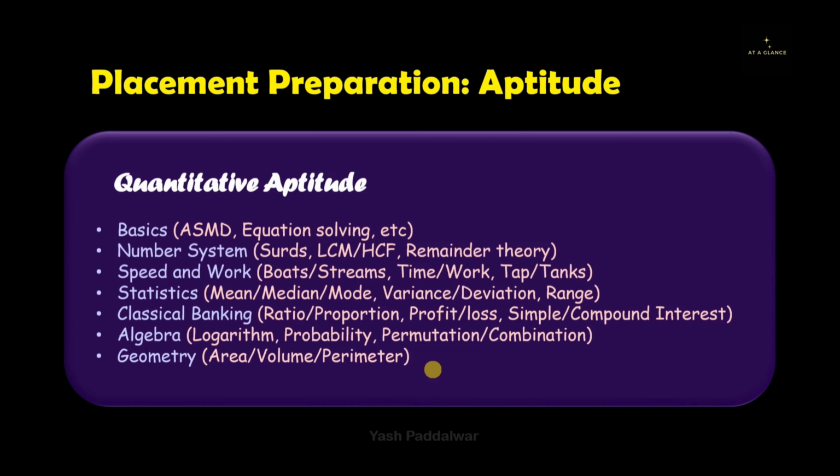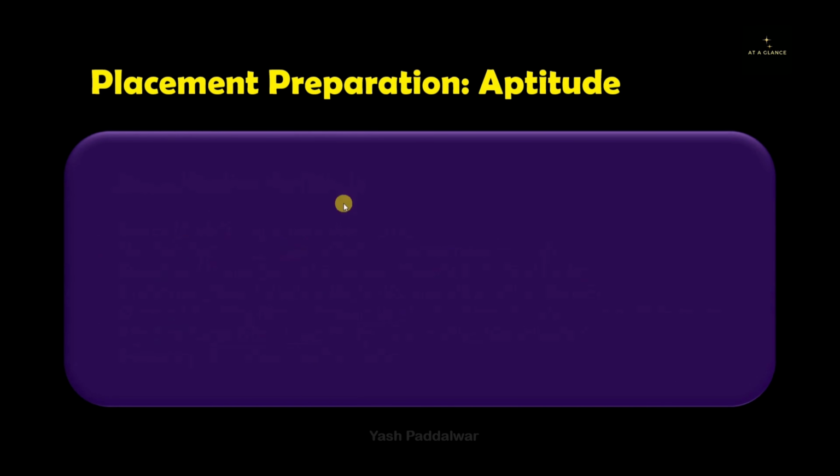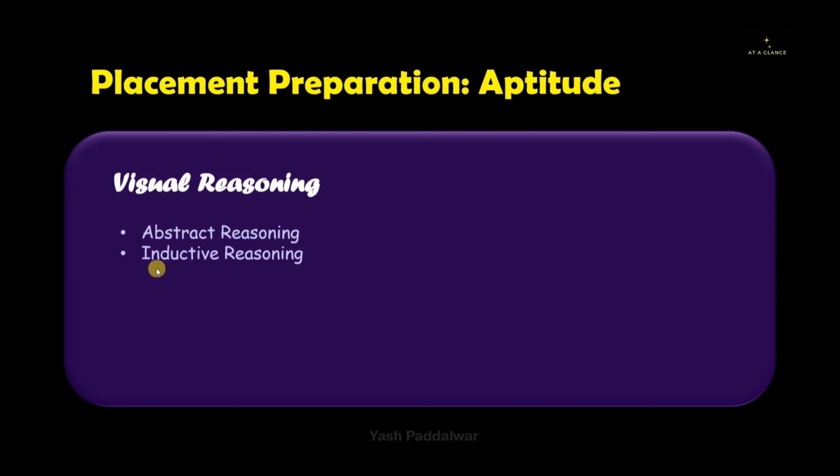So now let's have a look at another section inside the aptitude, which is visual reasoning. Let's have a look at all the important and widely asked topics in this particular section, that is visual reasoning. So the first is abstract reasoning. And the second topic is inductive reasoning.